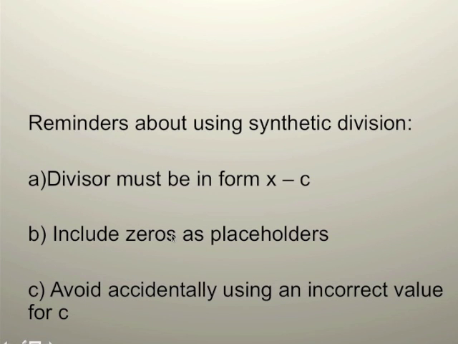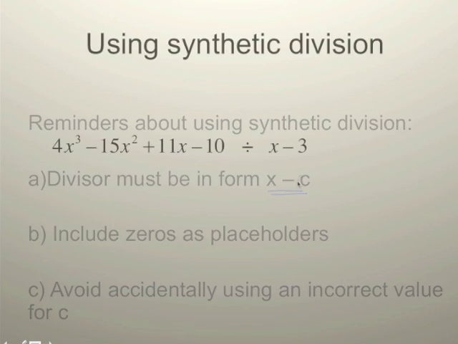Some common mistakes happen with synthetic division, and here is what you have to avoid. The divisor must be in the form x minus c. Now, of course, that can be a plus c, and that's minus a negative. You have to include zeros as placeholders, just like we did with the polynomial division. And you avoid accidentally using the incorrect value of c. That comes with our x minus c. We have to make sure we use the correct value when it's x minus c.